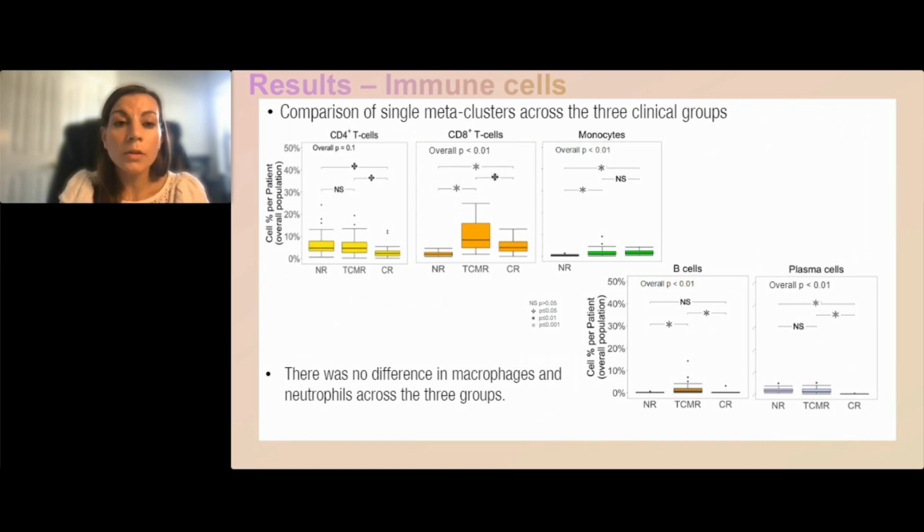We also looked at the distribution of immunophenotypes, or immunoclusters. CD4, CD8, monocytes, B cell, and plasma cell were different across the 3 groups, while there was no difference in macrophage and neutrophils among the groups.